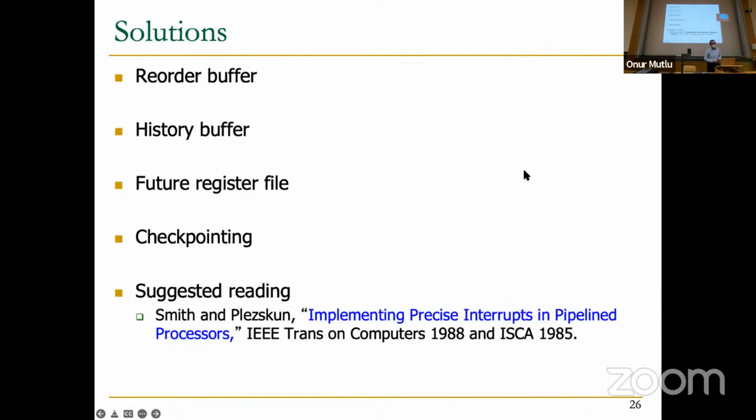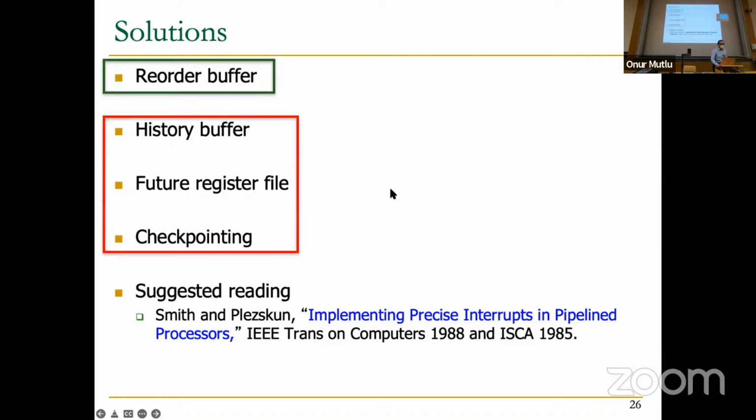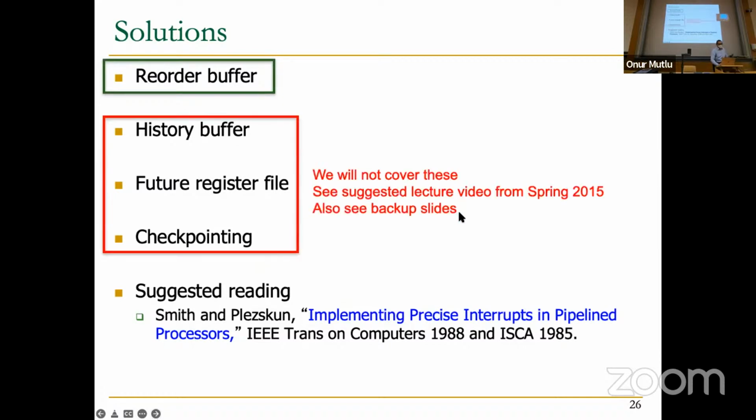Okay, so there are multiple solutions proposed to this problem. We're going to talk about one solution, which is the reorder buffer. There are actually a lot of interesting solutions: history buffer, future register file, checkpointing. We're not going to talk about them in this lecture. They're in backup slides, and you can look at some readings. One of your readings talks about them briefly. In existing systems, the reorder buffer is very heavily used. These two other ideas are also very heavily used. History buffer is not as much used today. But when we talk about out-of-order execution, we're going to talk about the future register file a little bit, because you need it in out-of-order execution. So let me give you the basic idea of the reorder buffer, and then we're going to take a break. As I said, we will not cover these.